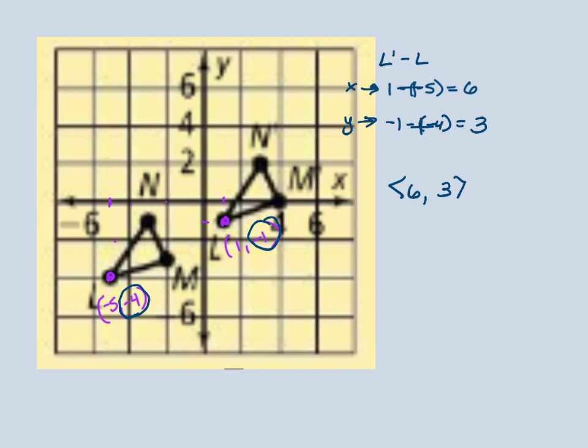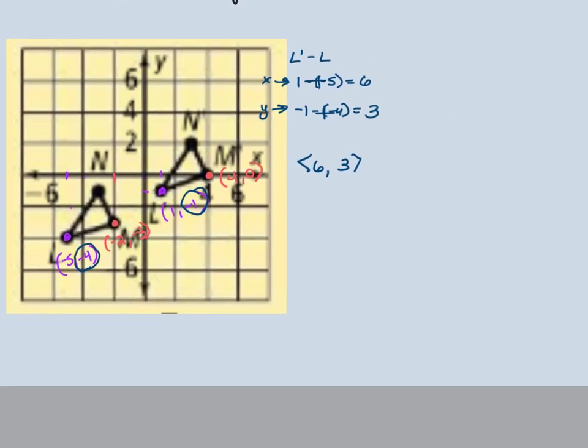So M is here. This would be negative 2, negative 3. Original M is here. That's 4, 0. So if I did 4 minus a negative 2, again, I get positive 6. 0 minus a negative 3, again, I get positive 3. So I'm just confirming it by doing a second point, okay?